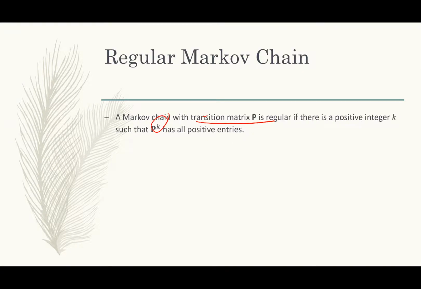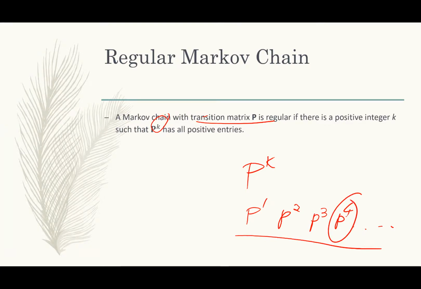But if every matrix that I've raised to a power, so if I take P to the first, P to the second, P to the third, P to the fourth, and every single one after that, if none of them have all positive entries, then it's not regular. But if just one of them has all positive entries and the others don't, it's considered to be regular. So the key to this is finding patterns.